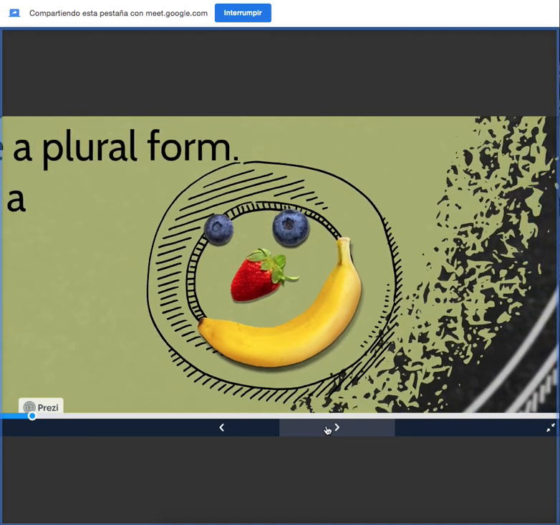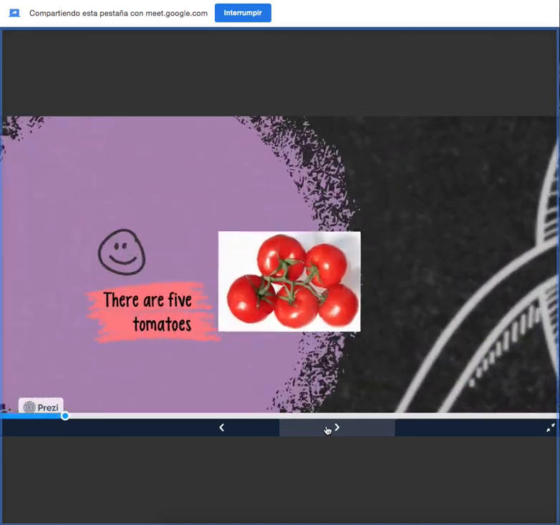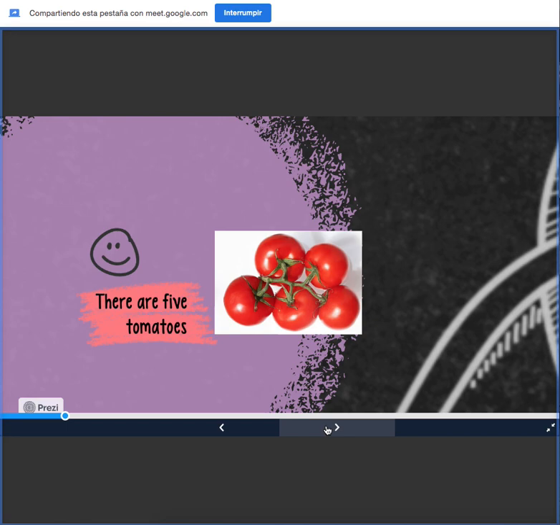We are going to check some other examples. So, example number one. Look at this one. There are 5 tomatoes. It could be 1, it could be 10, but this is something that you can count. There are 5 tomatoes, I have 1 tomato, I like tomatoes, my mother needs 3 tomatoes. Can you see? Look at this tip, hay un tip más.